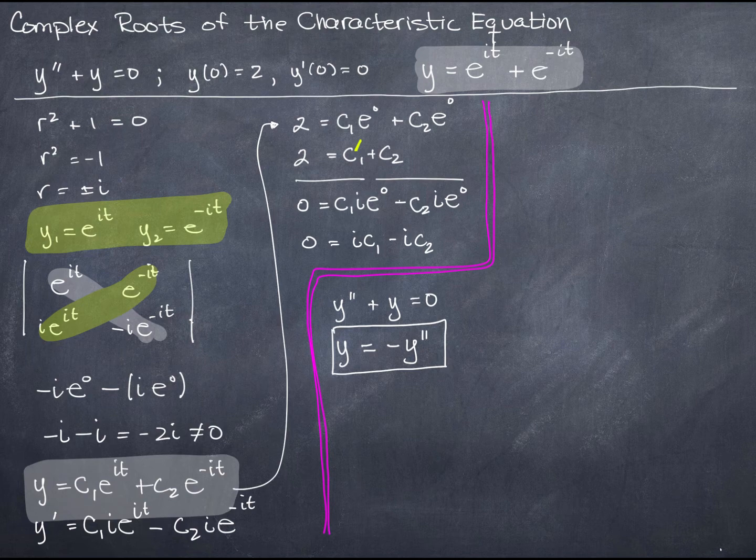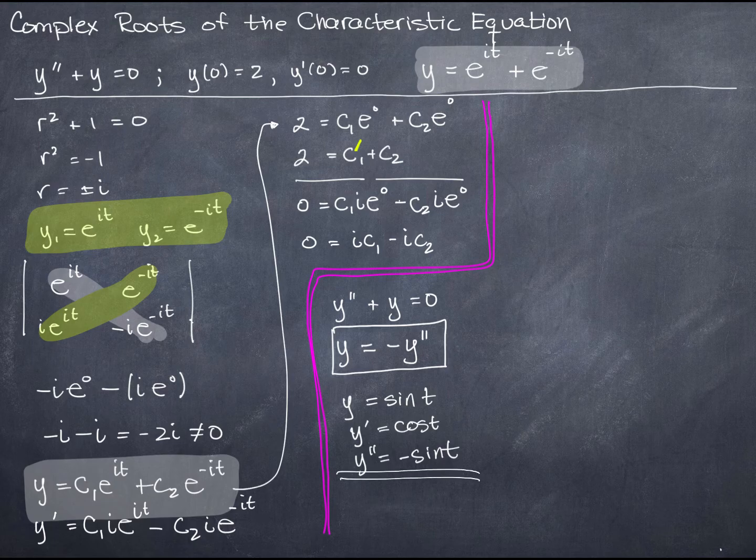Those functions, the ones that come to mind for me anyway, are sine and cosine. So, for example, if y equals the sine of t, then y prime equals the cosine of t, and y double prime equals negative the sine of t. And with that, we have y, which is sine, equals negative y double prime, which is negative sine.